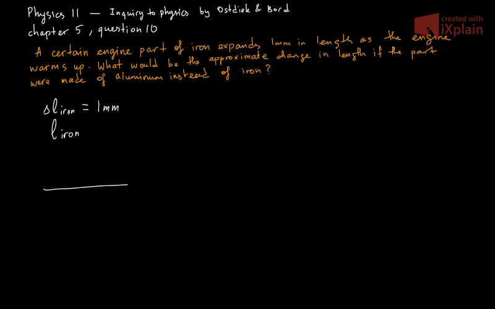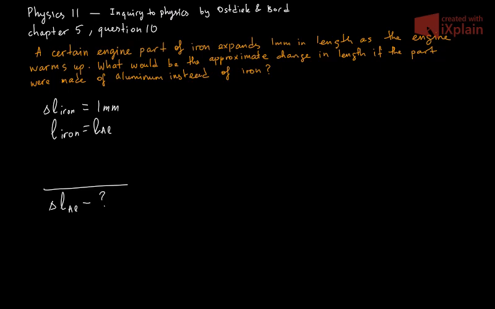So it's asking us to find the change in length if it were aluminum. Because it says if it were aluminum, that means the length of that engine part is the same in iron and in aluminum originally. So I'm going to have this equals L aluminum. This is kind of the important part in here, because it's the same part. Whether it's aluminum or iron, it should have the same length. What else do we know?